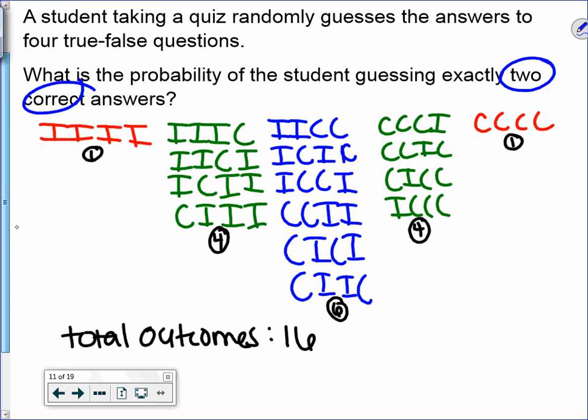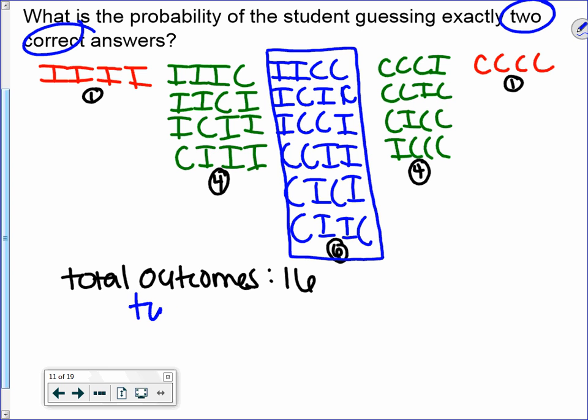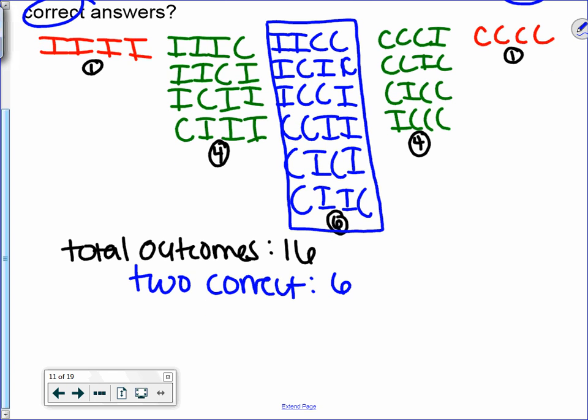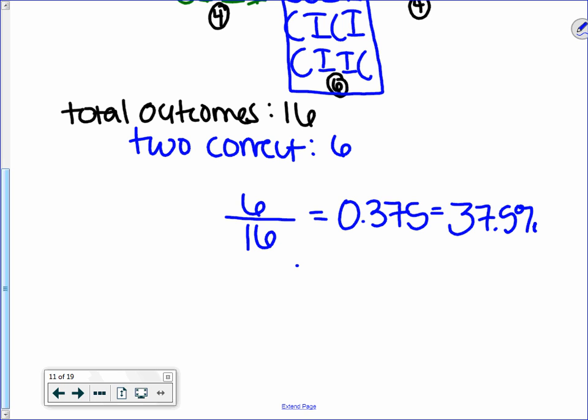So if you look at this first red column, that was all 3 incorrect. And then this one was only 1 correct. This is the column where you've got 2 correct answers. So 2 correct, we're just going to talk about. There are 6 total. So to find the probability of this, you are going to take 6 out of 16 total possible outcomes. You get 0.375. I like to look at it as a percent, so 37.5% that they'll get 2 correct.